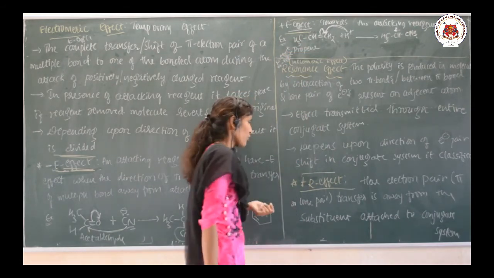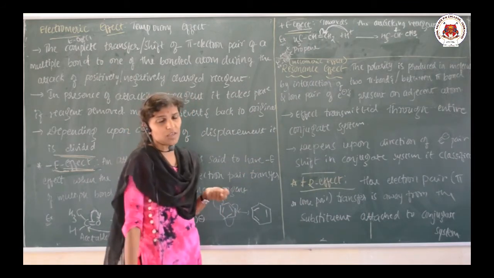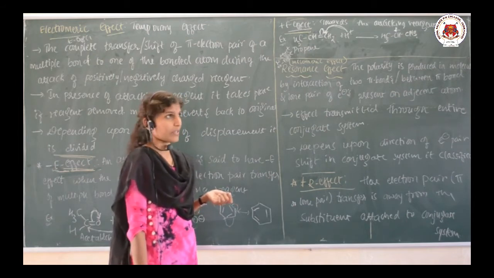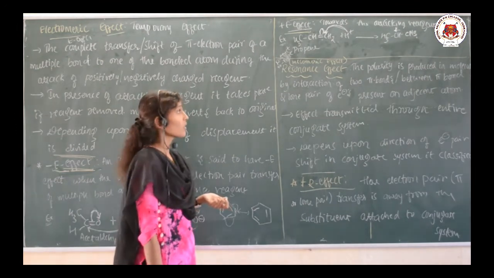Either it is R effect or M effect, both are right only. If you call it a mesomeric effect, you can use M effect. If you call it a resonance effect, you can use the R effect. Clear? So, let us go for the definition of the resonance effect.